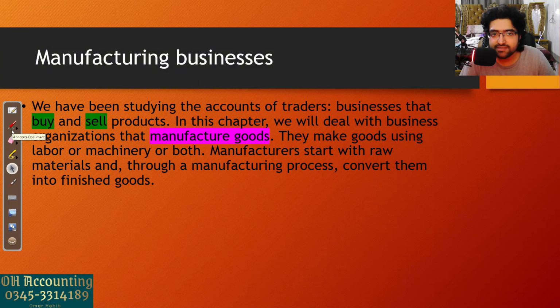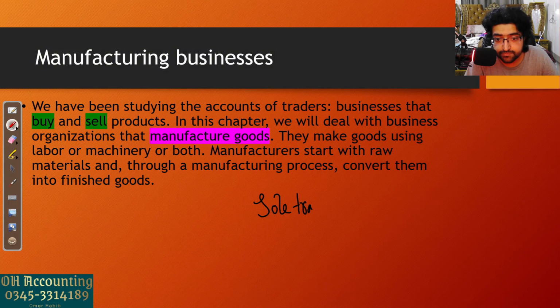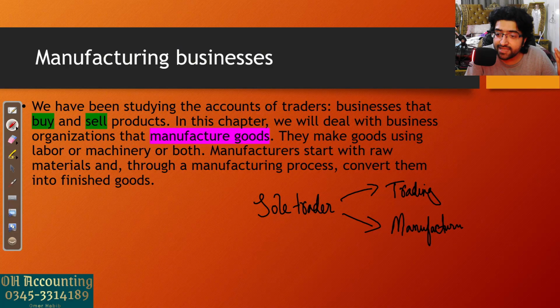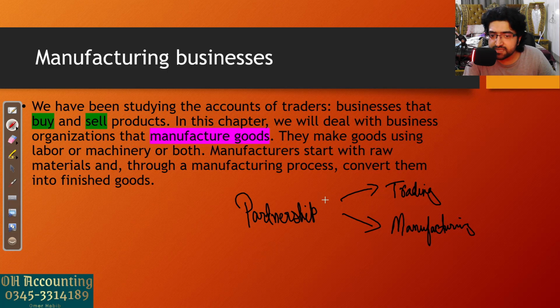Obviously, a sole trader business can also be a manufacturing business or a trading business. A sole trader business that we discussed in chapter 15 can be a trading business, which means he or she is buying goods from someone and then selling them, or it can also be a manufacturing business, which means they manufacture their own goods and then sell them in the market. Similarly, a partnership can be a trading business or a manufacturing business. It is not necessary that it can only be a trading business.